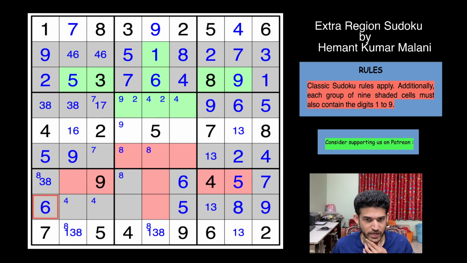Okay, so now that I have a 6 here, so this cannot be a 6 anymore because this is part of the same region. That forces 6 in box 4. Only one cell left. 6 goes here. So this will be a 1 7 pair for the box. And now the 6 in column 3 is forced here, which forces 4 here, and that forces 4 here.